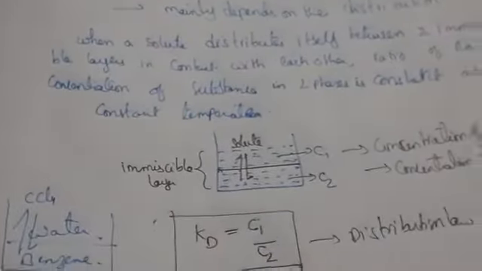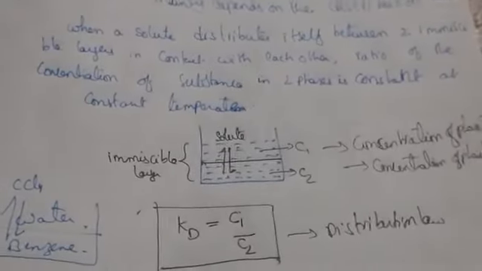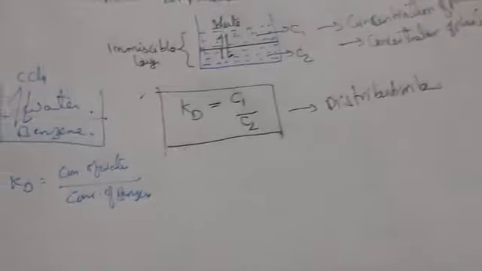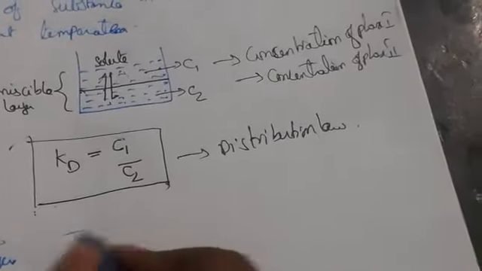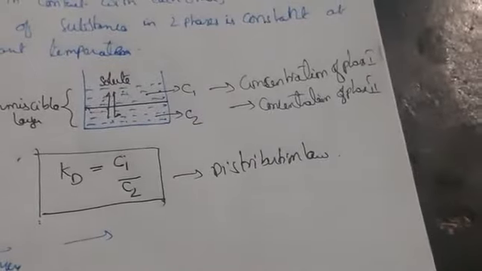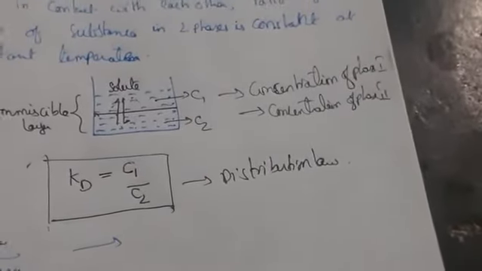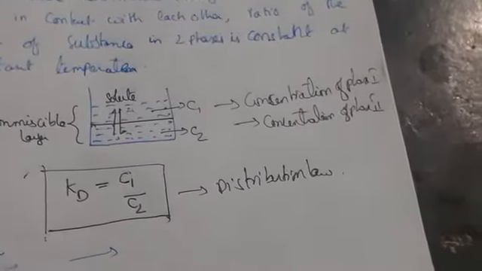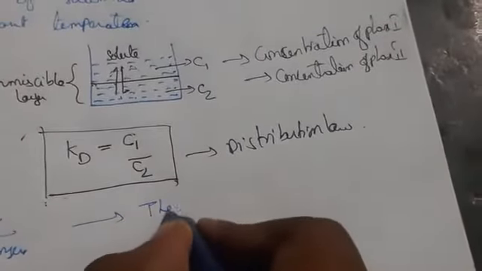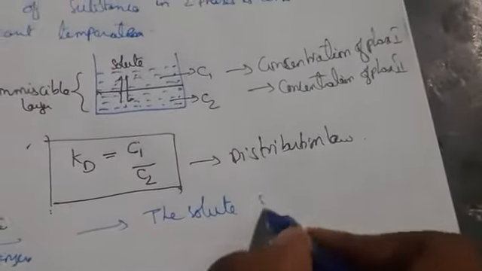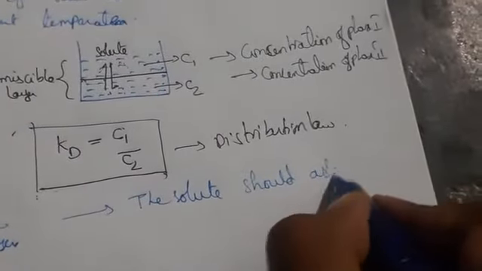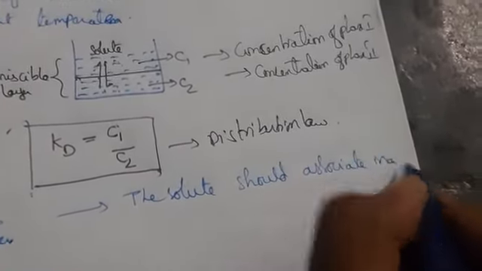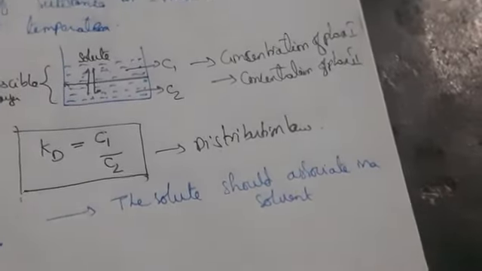So we have certain conditions. Solvent extraction mainly depends upon the distribution law. What are those conditions? To obey the distribution law, it should follow certain conditions. The first one: the solute should associate in a solvent.